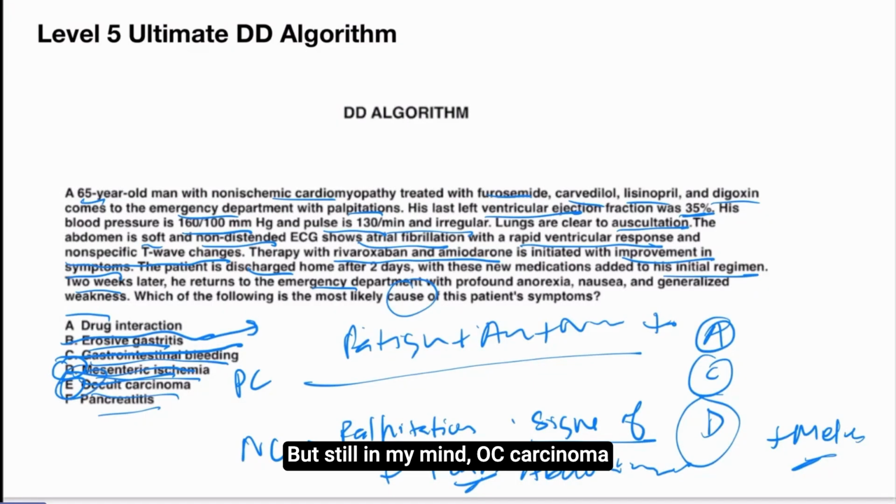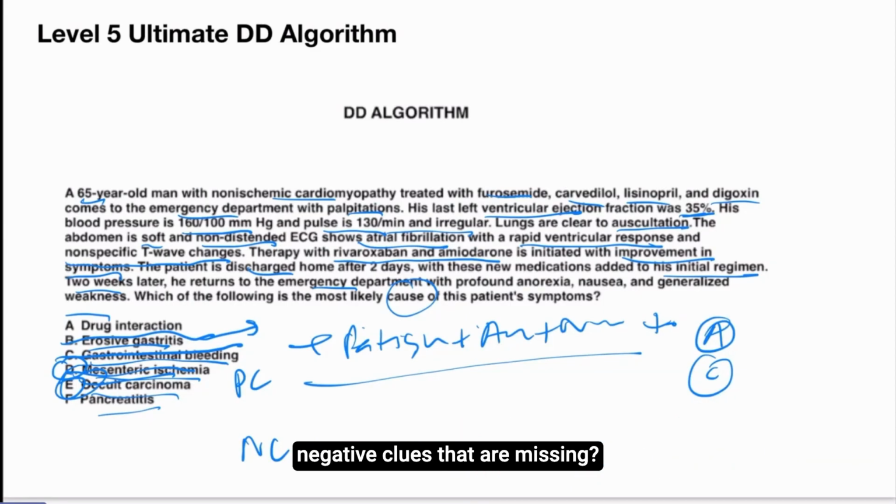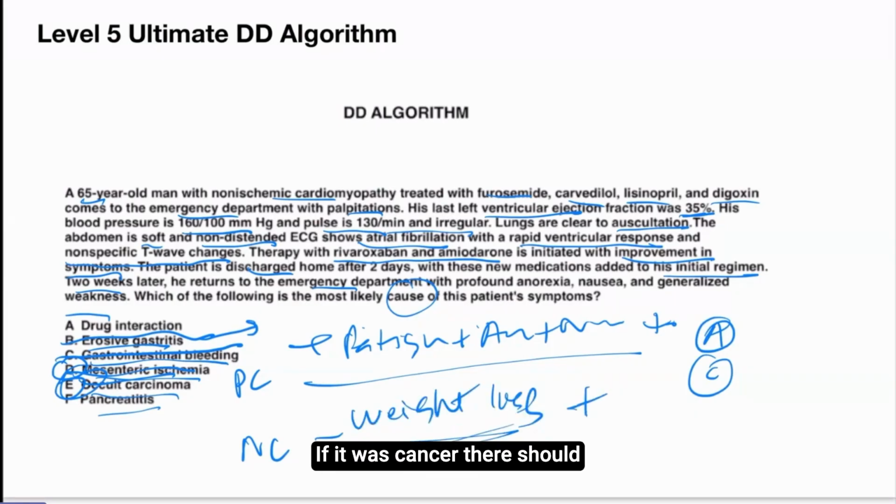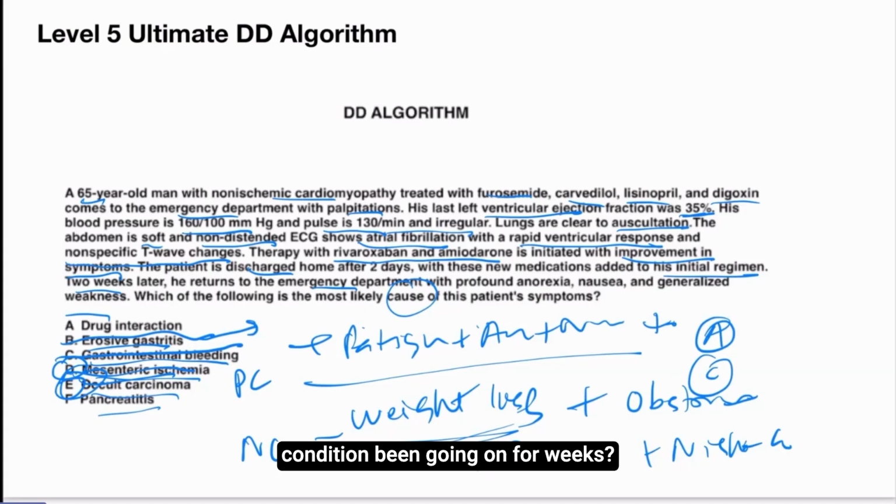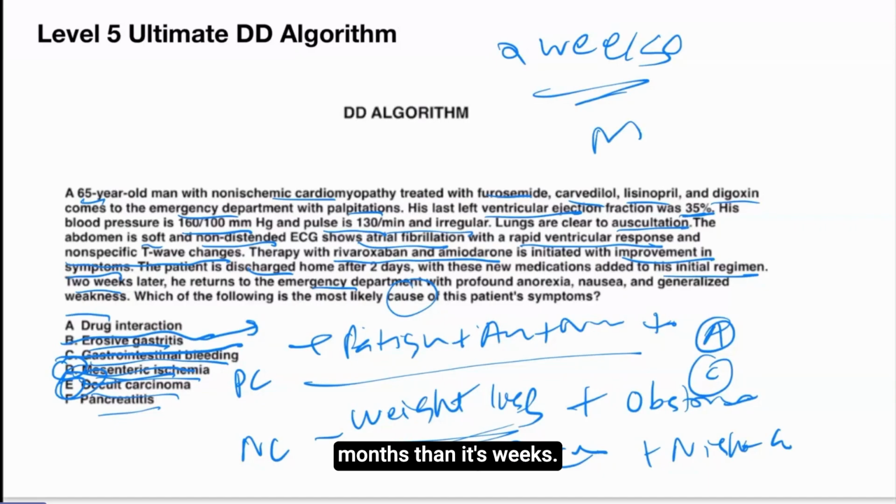Occult carcinoma. Can occult carcinoma cause any of this? If this patient had stomach cancer or any kind of cancer, can that cause fatigue? Can that cause nausea? Can that cause anorexia or generalized weakness? The answer is yes. But if it was cancer, what are the negative clues that are missing? There is no weight loss. If it was cancer, there should have been some obstruction in the stomach or some other symptoms. I don't get any of that. There is no low grade fever. There are no night sweats. And also, how long has his condition been going on for? Weeks? Can cancer happen in 2 weeks? I told you previously it's more months than it's weeks.